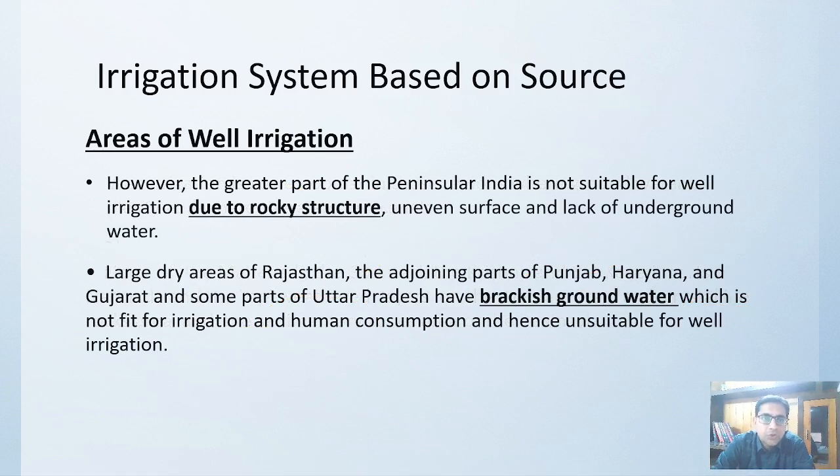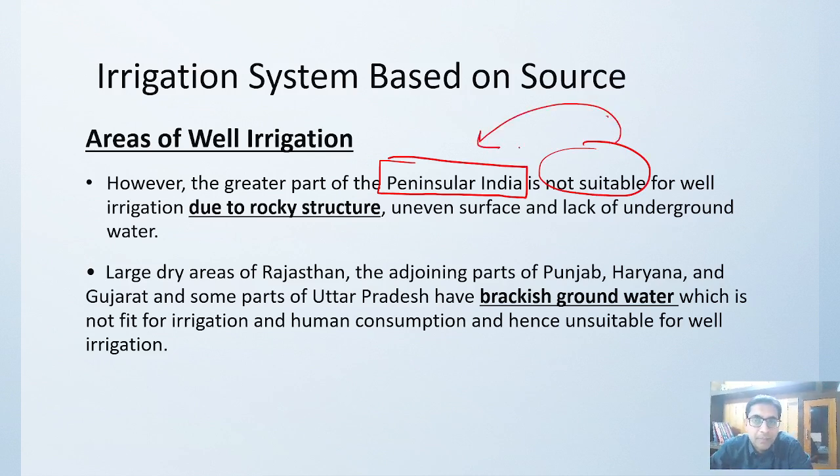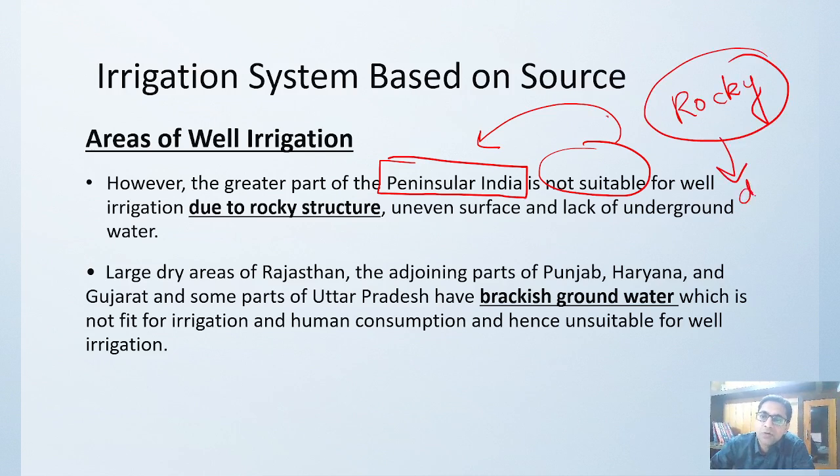So the issue with peninsular India: why is well irrigation not suitable in the southern area, the peninsular area? Because the southern area is a rocky area. So it is very difficult to dig that rocky surface, and it requires huge costing. It requires cost, it requires machines. That is why, and even if you utilize that, there is no proper groundwater storage.